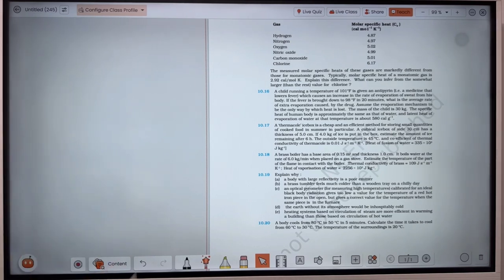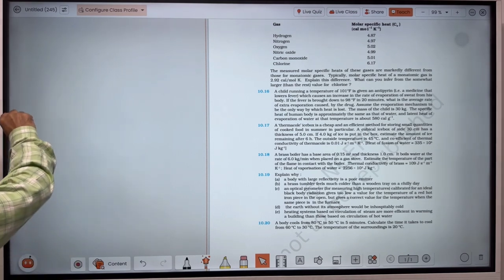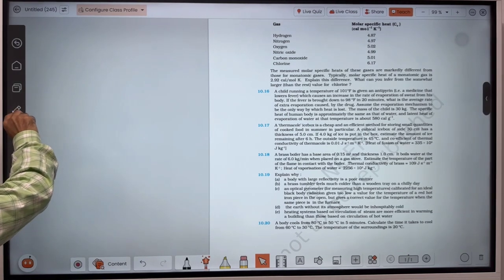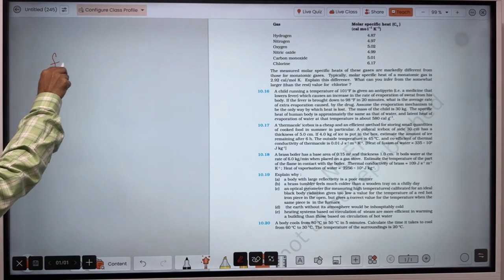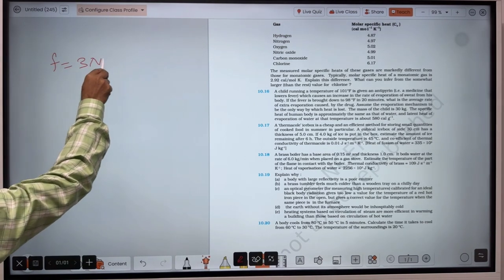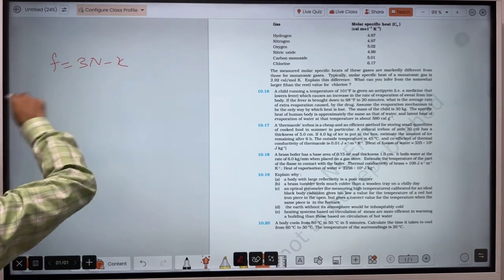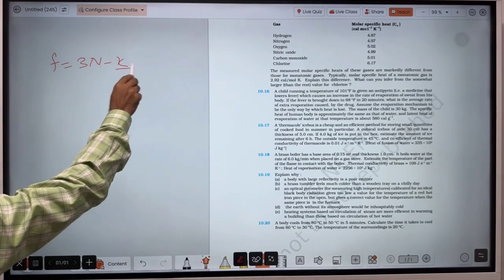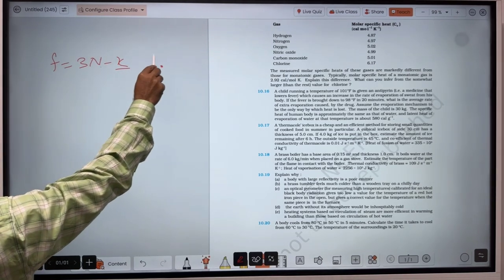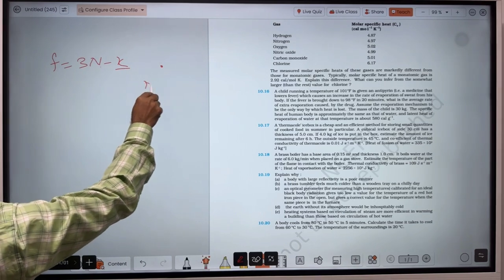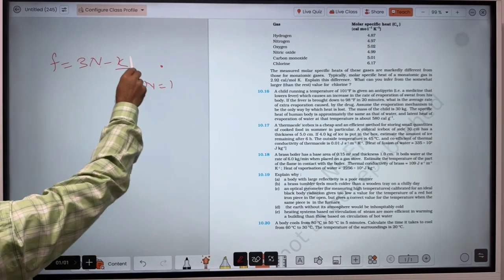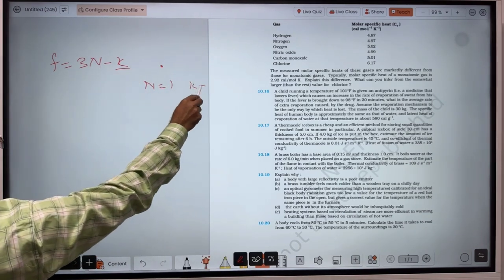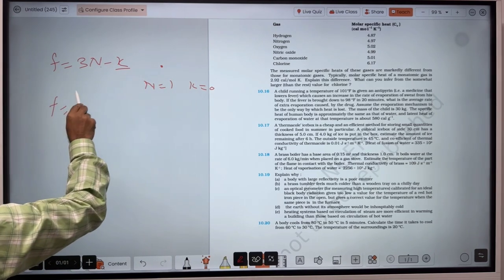So not 3 but 5. In case of monatomic, it will be 3 because the formula says 3n minus k. Degree of freedom is given by 3n minus k, where k is the number of independent relations and n is the number of particles. So here for single, if n equal to 1, then there won't be any other relation. So k will be 0.